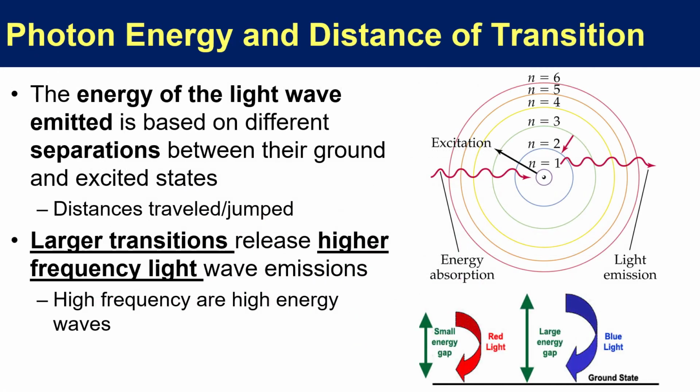Final thing I want to talk to before I let you go is that the energy of the light wave that gets emitted in the atomic emission spectra is based on the different separations between the ground and excited state. So essentially, the distances that the electron travel are directly proportional to the energy of the light wave that is emitted in the atomic emission spectrum. The way it works is the larger the transition, the higher the frequency of the light that's emitted. So remember, the blue end of the spectrum and purple end of the spectrum is high energy. High energy means it was probably a very large transition, like 1 to 6 or maybe 1 to 5, whereas red light is a small transition, maybe 1 to 2, 3 to 4, etc.